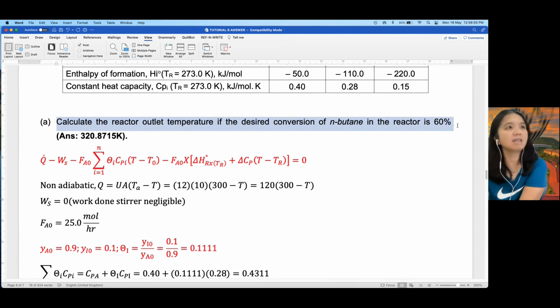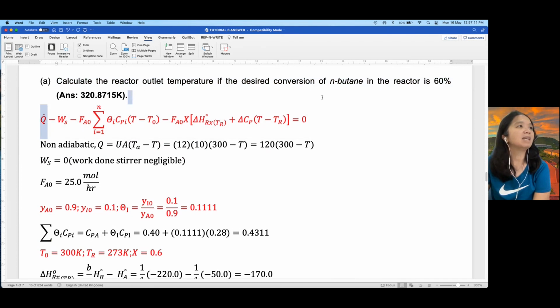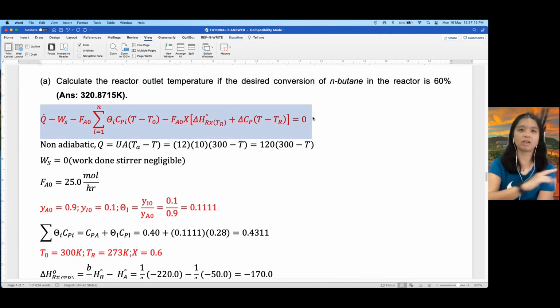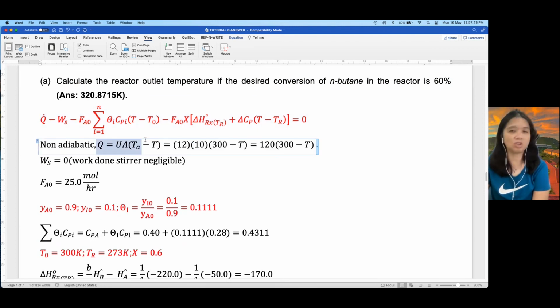This says calculate the reactor temperature if the desired conversion of normal butane in the reactor is 60%. So they want us to find T when they give us X as 0.6. In this question, in the energy balance equation, I know X is 0.6, and I want to find T. Similarly, we will look at the energy balance equation once more. Again, this is non-adiabatic. If it were adiabatic, you would not have to calculate Q. So Q equals UA in bracket TA minus T.